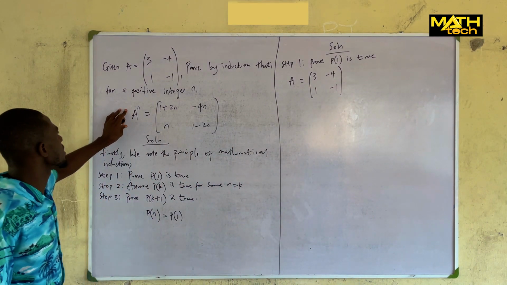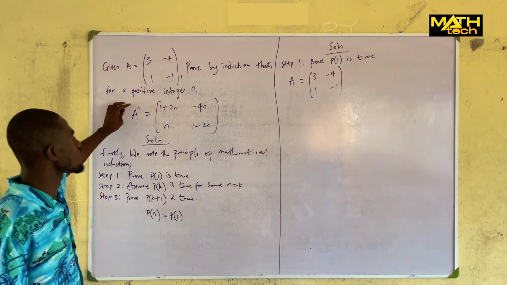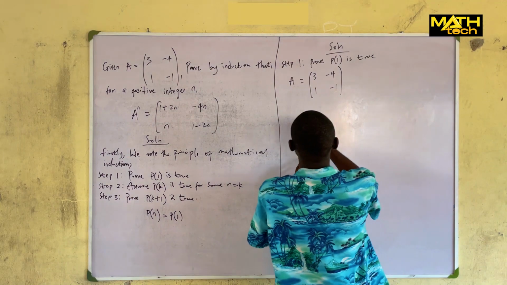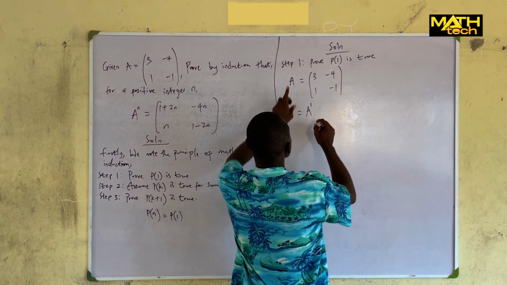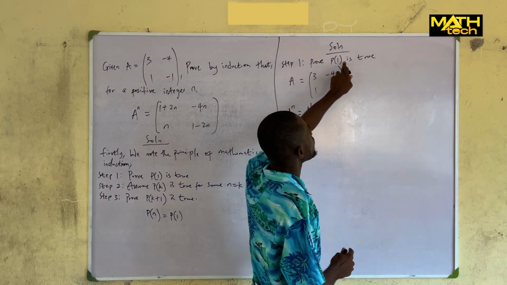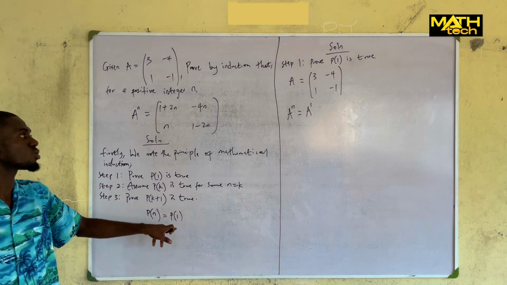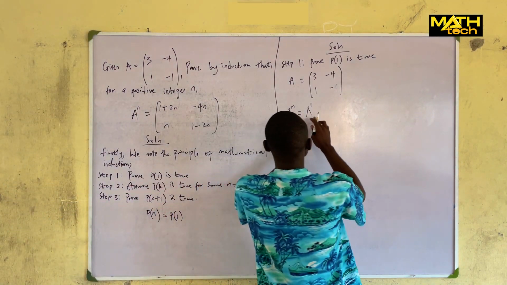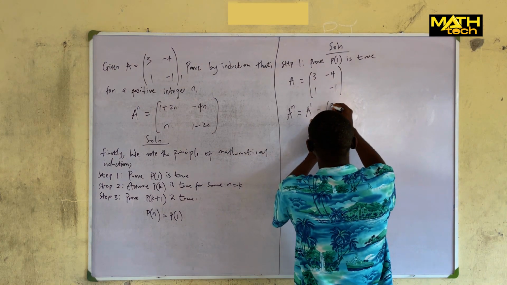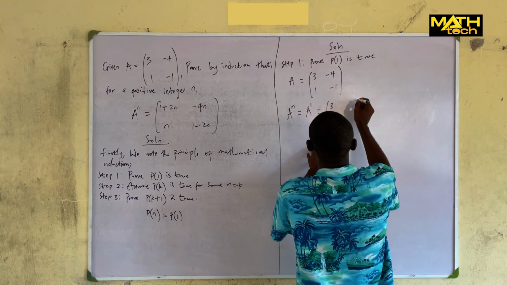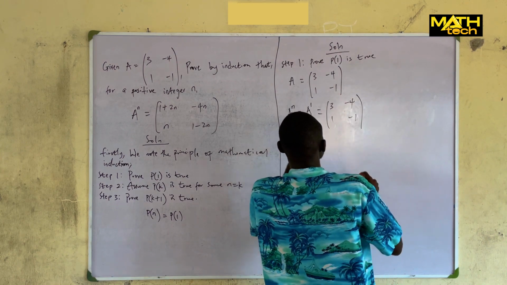For the left-hand side, we are asked to check A raised to the power n, which is equal to A raised to the power 1, because for step 1 we have to prove that P of 1 is true. I said earlier that P of n is equal to P of 1. So A raised to the power 1 is the same as A, the matrix 3, -4, 1, -1.